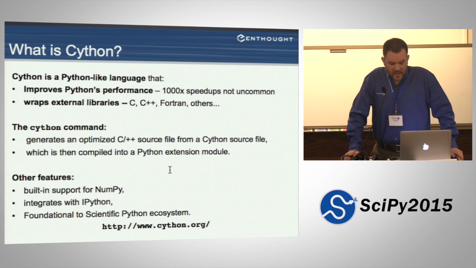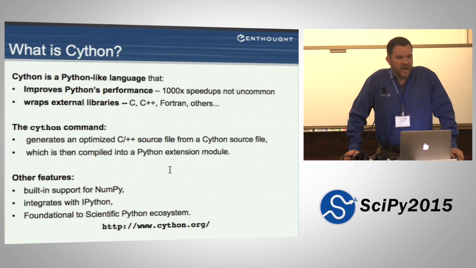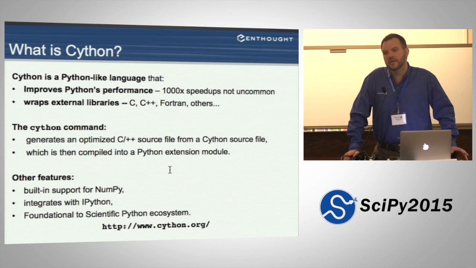And it also allows us to wrap external libraries. If we have C, C++, even Fortran code, it's easy to use Cython to create nice wrappers for that code. So these are the 2 main things Cython's used for: improving Python's performance and wrapping or exposing external libraries to Python. And we'll see both of those examples today.